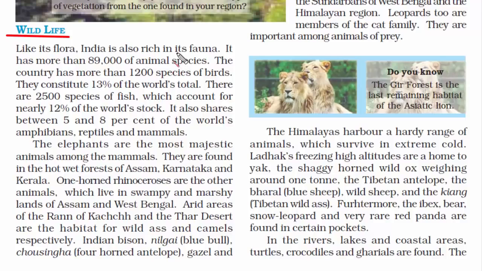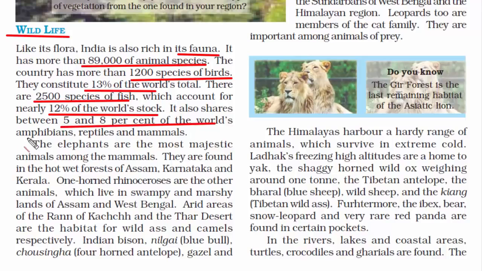So wildlife is also called fauna. Just look at the diversity of the animal species. We have 89,000 varieties of them. And then 1,200 species of birds, which constitute 13% of the world's total. And then we have 2,500 species of fish, which again accounts for 12% of the world's stock. Then another 5 to 8% of the world's amphibians, reptiles and mammals are found in India.